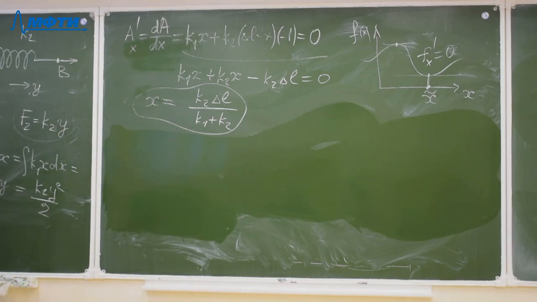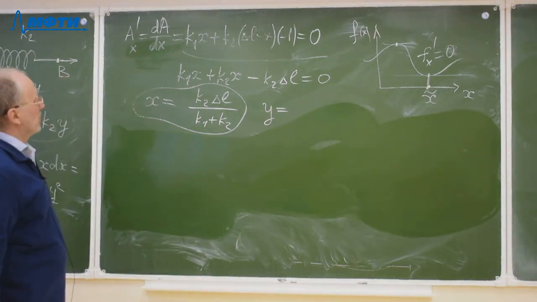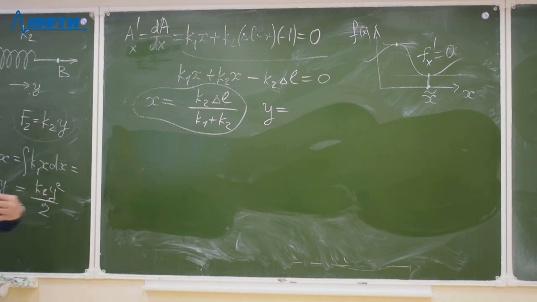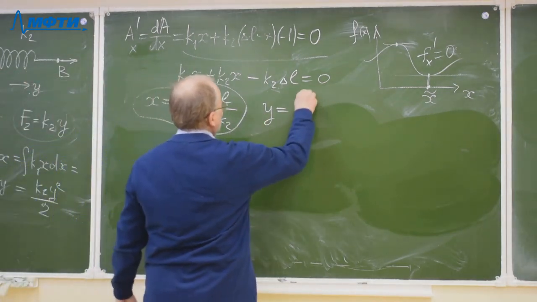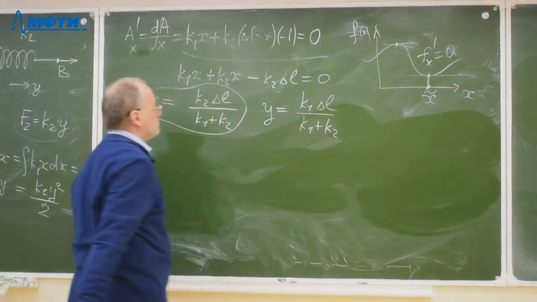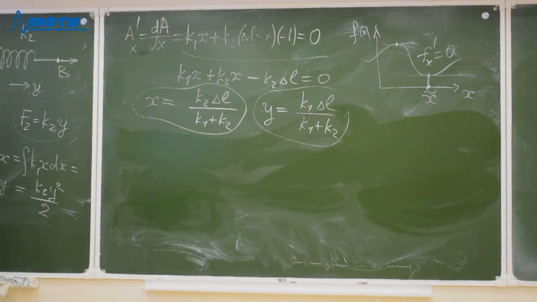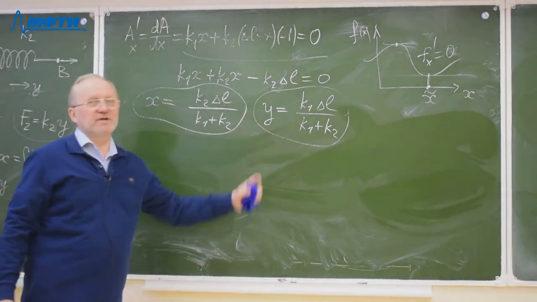In the same way, we can find another quantity, y. X is the elongation of the first spring, and y is the elongation of the second spring. So, in the same way, we can find elongation of the second spring. As the two springs are equivalent, no one is better than the other, then the elongation of the second spring will be given by a symmetric formula, k1 delta L divided by k1 plus k2. So we have found elongations of both springs, which should be arranged in order to extend the length of both springs by delta L in such a way as to produce the minimum possible work.